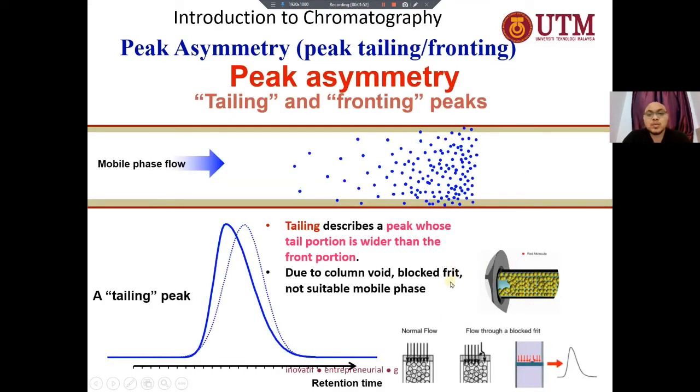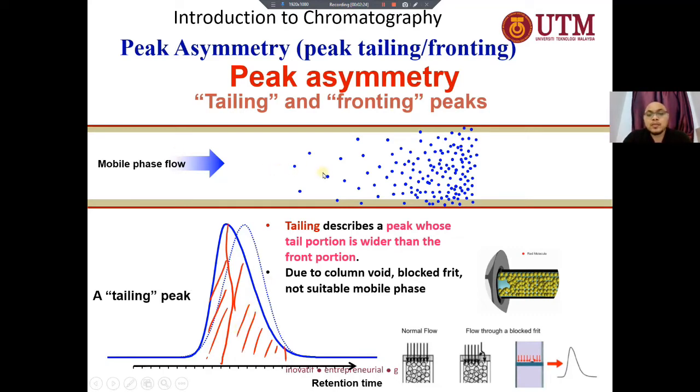Let's look into the tailing. Here is an example of a tailing peak, where the portion of the peak at the end is much wider compared to the front. If we look at the area, the tailing side is much larger compared to the front one. This is what we call a tailing peak.